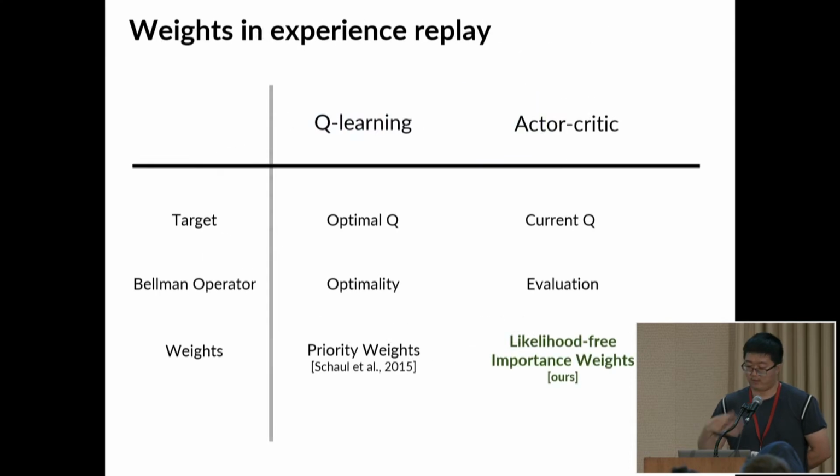So one thing that would be interesting is that, since our target is different, does a priority weighting strategy that suits Q-learning still work for actor-critic?